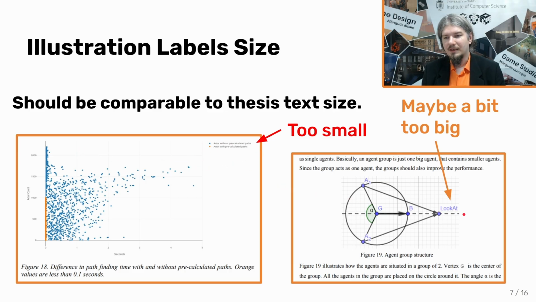Now, when your labels are a bit bigger, it's better. When they are a little bit larger than the actual thesis text, I would say that's okay. But maybe it is a little bit too big compared to the text. It of course depends on the font and so on, but I wouldn't complain too much about this. But I would complain about this. This is very tiny compared to the actual text.